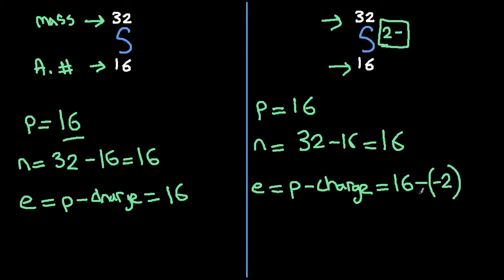And so let's say we get this. How would we do it? It would actually become 16 plus 2, because the two negative signs multiply to each other, create a positive. So our number of electrons is going to be 18. So overall, we'll have 16 protons, 16 neutrons, and 18 electrons.